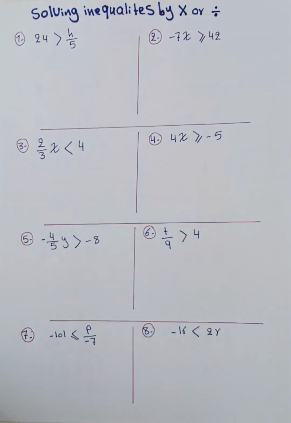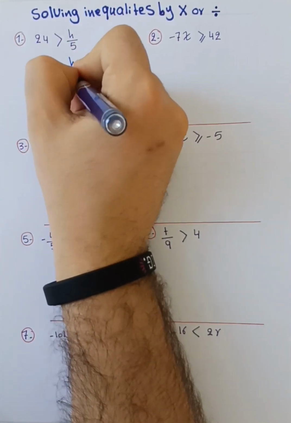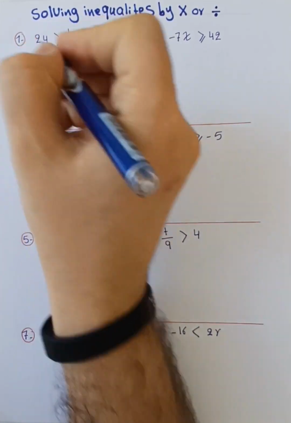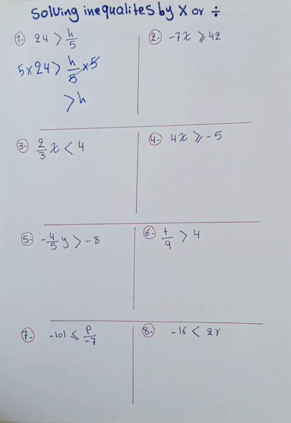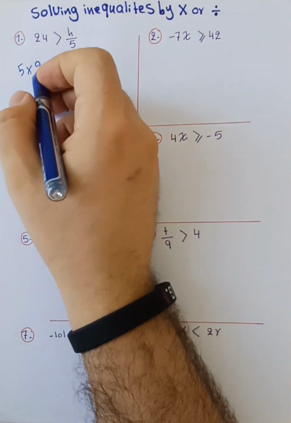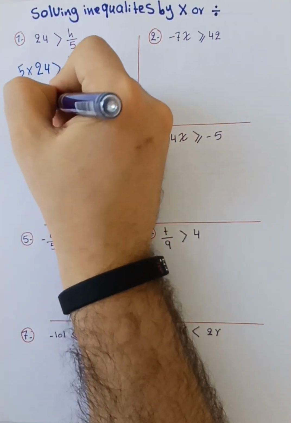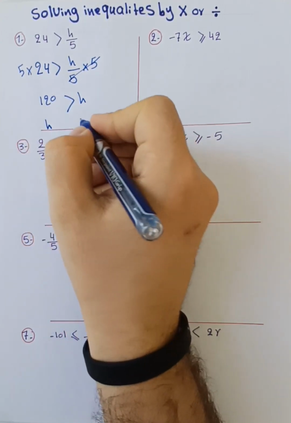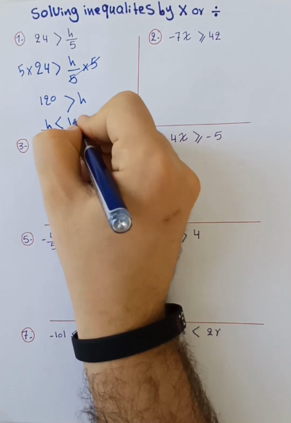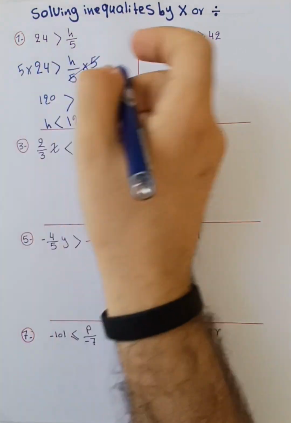We have to multiply both sides by 5. 24 greater than h out of 5. We multiply both sides by 5. These two 5s are reduced, h stays, and 5 times 24 equals 120. So we can write this inequality like that: h less than 120. Example number 2, we have negative 7x greater than or equal to 42.